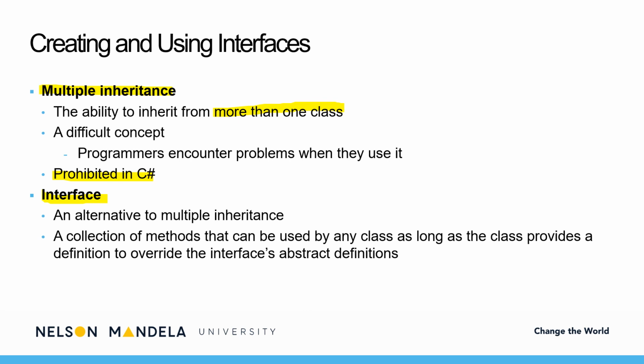And what an interface really is, is a collection of methods that can be overridden by child classes. And many of these, or all of these methods have abstract definitions. And that's what's different about interfaces, that all methods have abstract definitions, unlike abstract classes, where some methods have abstract definitions and some do not. They're actually virtual.